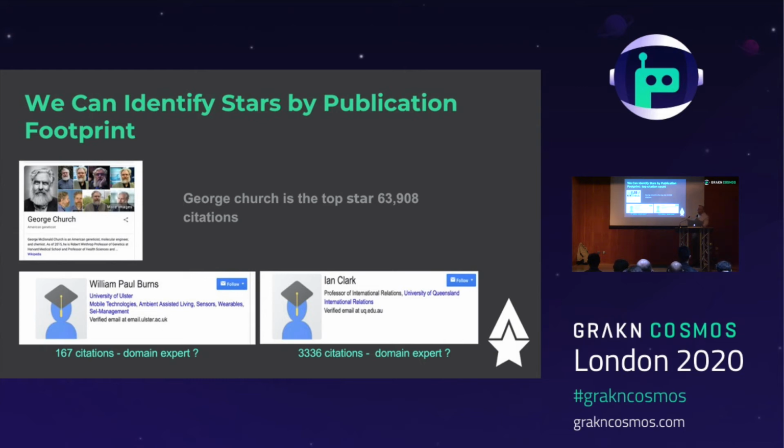And he's one of the genomics revolutionaries. There are these other 2 people who have smaller footprints, but they come out very prominent in this data set. William Paul Burns and Ian Clark. He's got 167 citations, but is very focused on mobile technologies. That kind of makes sense in this domain. Perhaps he's some sort of a domain expert. Ian Clark is similar. He's got 3,000 citations, so pretty respectable for anybody, but he's not George Church, and it looks like he's international relations. So again, in the business domain, this makes some sense.